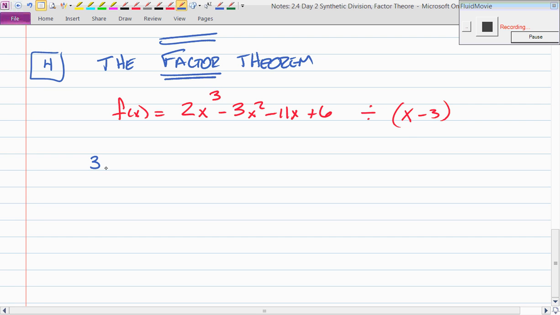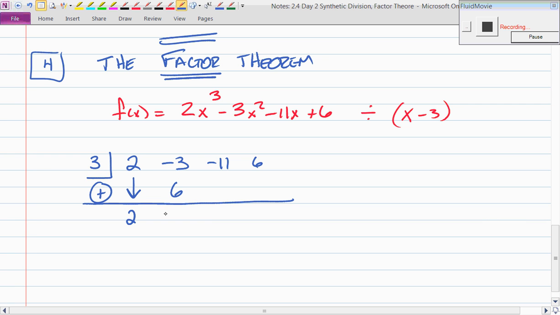So I'm going to have 3, and I'm going to have a 2, and then a negative 3, and then a negative 11, and then a 6. All right? And the same sort of process here. Bring a 2 down, and we're going to add. Okay, so if I move through this pretty quickly now that I got synthetic division down, 2 times 3 is 6. Add this up. I'm getting 3. Multiply, I get 9. I get negative 2. I'm getting negative 6, and I'm getting 0.